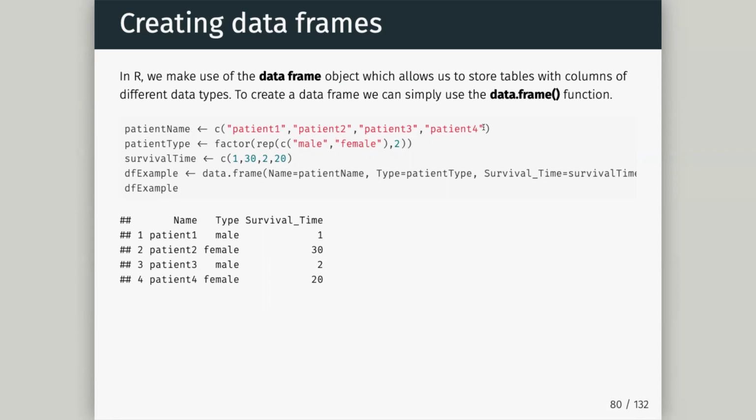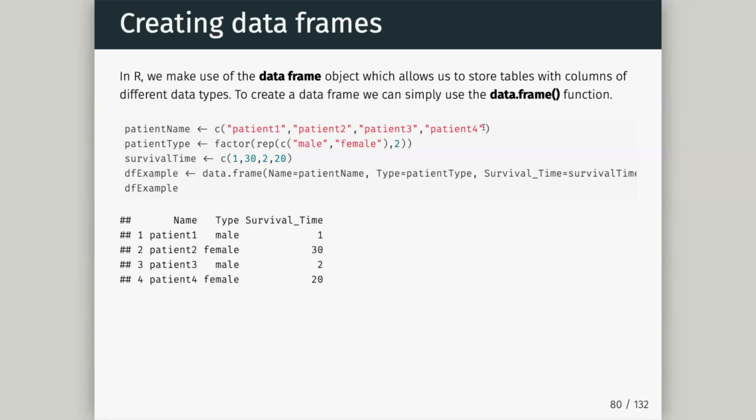I'm going to have a patient type. But it's going to be male or female, so we'll have categories. So I will make that a factor. Here it's just repeating male, female twice. And then I'm going to have survival time, which isn't a character vector, but a numeric vector, 130, 220, sorry, 130. Once I have all these vectors, I can create my data frame from this.